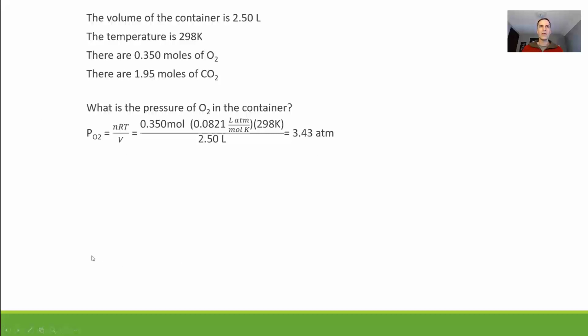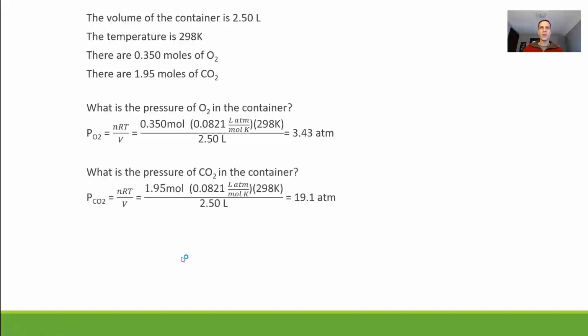We then might also want to answer the question, what's the pressure of CO2 in the container? We would do that same process. We're going to obviously put a different value in there, so that's going to be 1.95 moles. In that case, we've got 19.1 atmospheres. Okay, so those are each pretty key. And one of the things you'll see as we think about that is in each of those cases, we're really just looking at the pressure of that gas without considering any impact that the other one has.